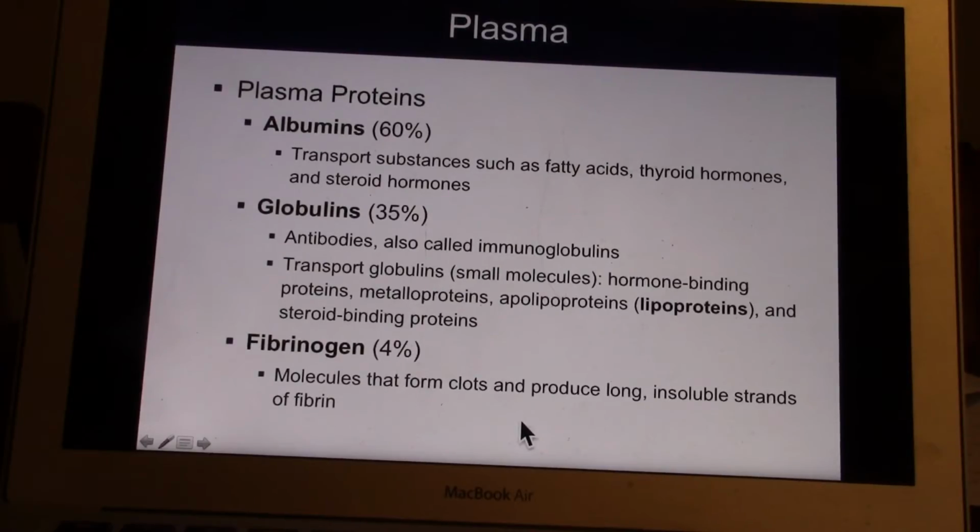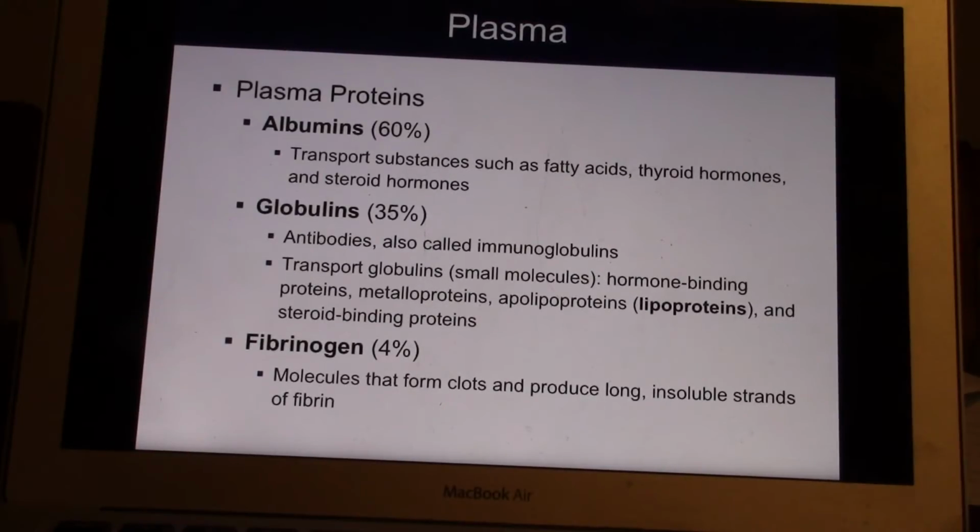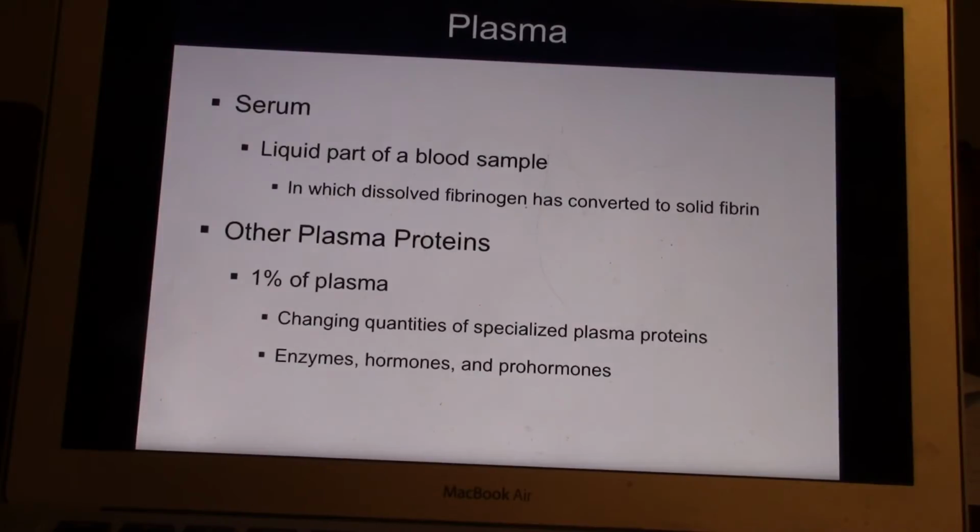Fibrinogen is another protein that's found in your blood. Fibrinogen is a protein that forms clots. Now, it doesn't form clots until it converts itself into fibrin, and it turns itself into fibrin when it is exposed to factors that tell the body that, hey, we need to clot here to stop this bleeding, for example. So fibrinogen is the third of the major groups of plasma proteins.